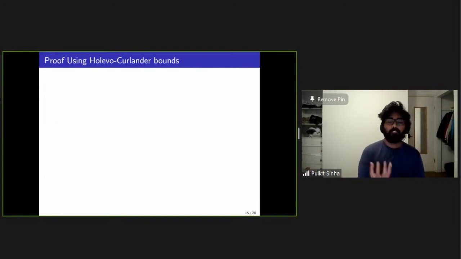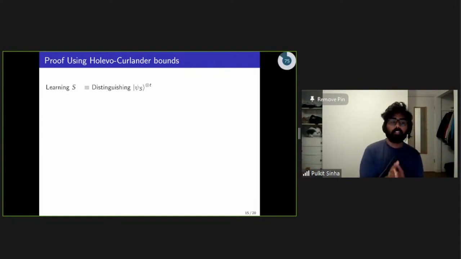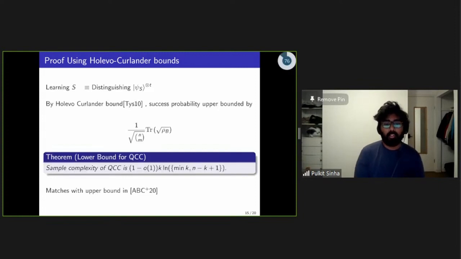However, since we have already found out the spectrum of rho b, we tried to find a method to actually use it to get the lower bounds. It turns out that if you correlate learning the set S with distinguishing between all the T copies of the quantum samples, then you can use some early results on average case distinguishability, which were the Holevo-Helstrom bounds. By the Holevo-Helstrom bound, the success probability of average case distinguishing in our case was upper bounded by this term in the middle.